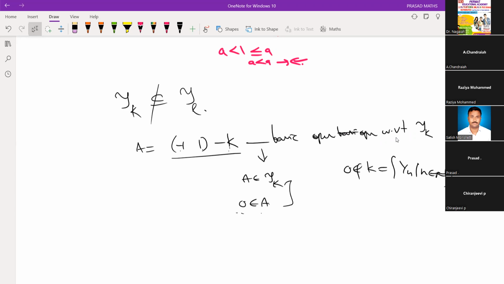So A is an open set with respect to tau K which contains 0. The question is, is it open with respect to the lower limit topology?